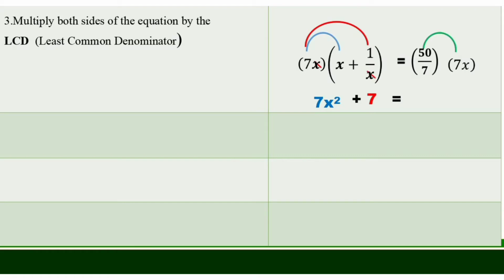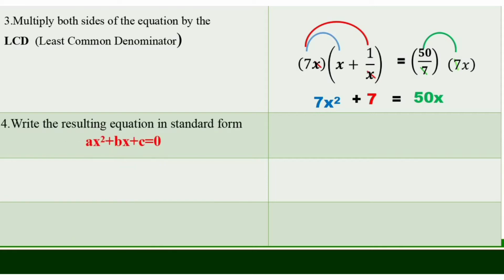Next, we are going to multiply 50 over 7 times 7x. This time, we can also cancel 7. So, the remaining is 50 times x, equals 50x. So, the final answer in step number 3 is 7x squared plus 7 equals 50x.